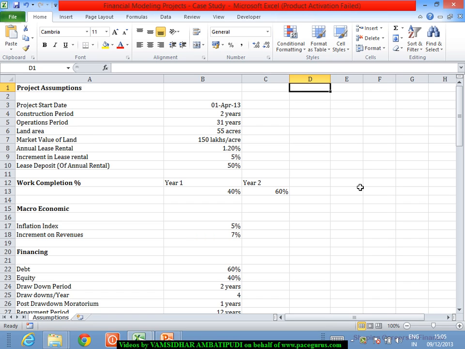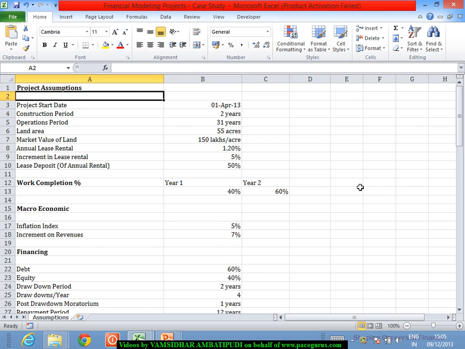Yeah, in this session, let's get started with our case study for doing the modeling of the project. So, as we discussed, the first stage is collecting all the assumptions associated with the project. In the case study document that is circulated to you, we see that these are some of the assumptions.